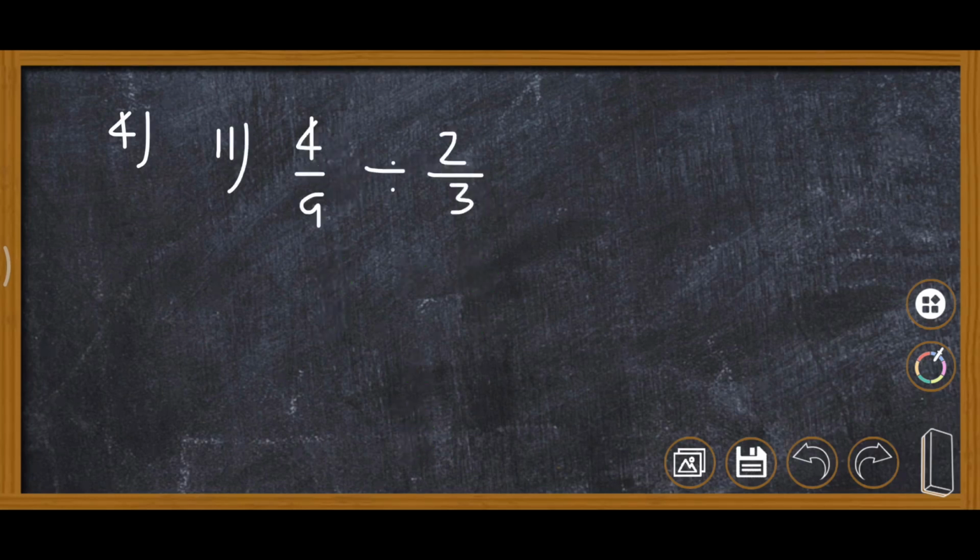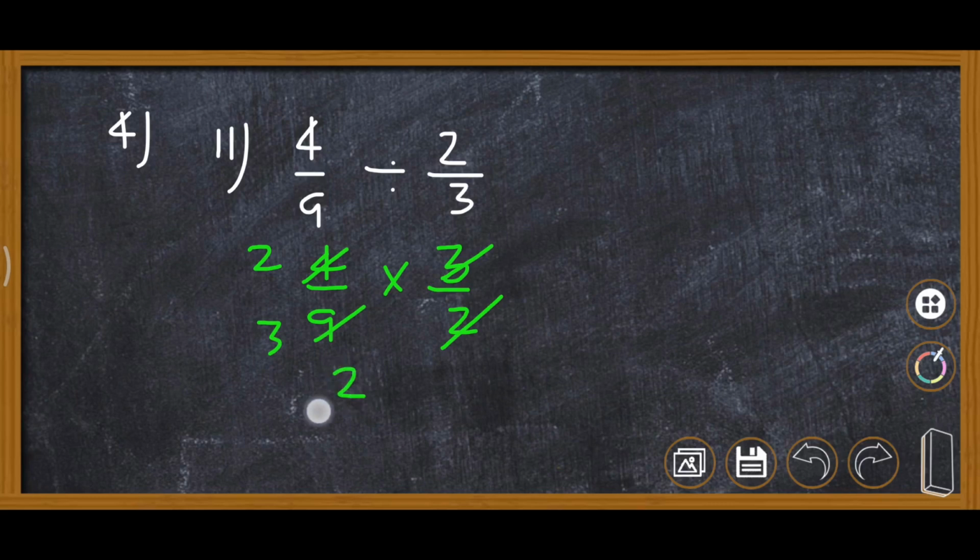Now this is second part, 4 upon 9 divided by 2 upon 3. So 4 upon 9, divide changes to multiply, and 2 upon 3 becomes 3 upon 2. Now here you can see the numbers are divisible, like numerator can cut denominator, and here denominator and numerator have common factors. So numerator and denominators can be cut. So 2 2s are 4 and 3 3s are 9. So answer is 2 upon 3.